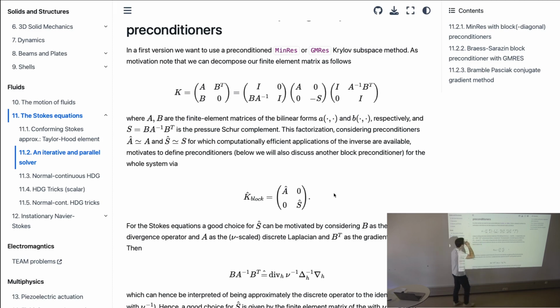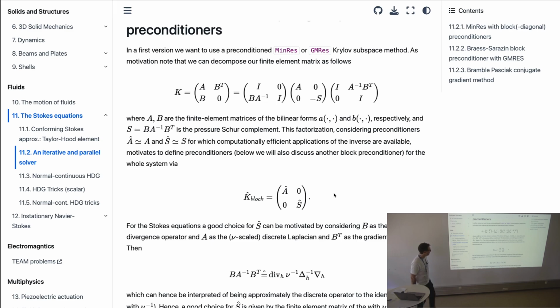And the main idea, to motivate what we are going to use here, is that we can actually factorize our K matrix in the following form. Where, that's somehow crucial, here you have this A block from before. This is the diffusion matrix for our velocity. And here in the lower right corner, you have the so-called pressure Schur complement, which is B A inverse B transpose. I will come back to that in a second.